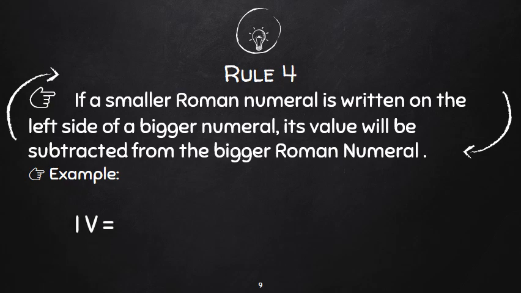So, in IV, the value of I is 1 and the value of Roman numeral V is 5. I is the smaller Roman numeral and V is the bigger Roman numeral, and I is written on the left side of the bigger Roman numeral V. So what will you do? We will subtract the value of I, which is 1, from the value of V, which is 5. So 5 minus 1 is equal to 4. Right?